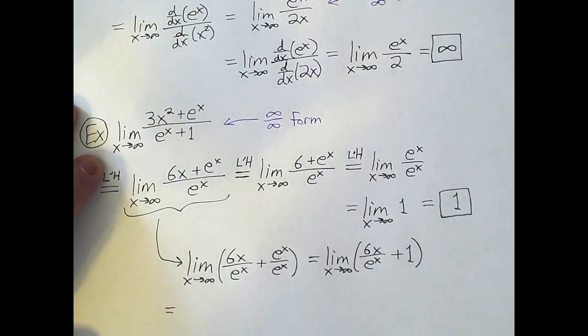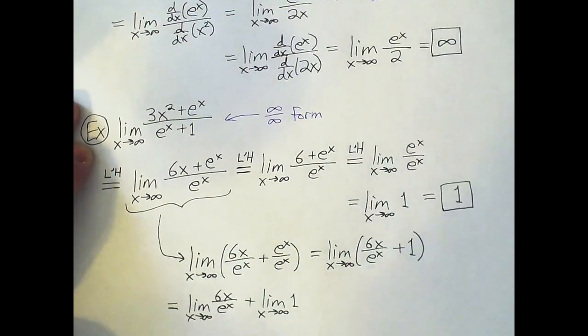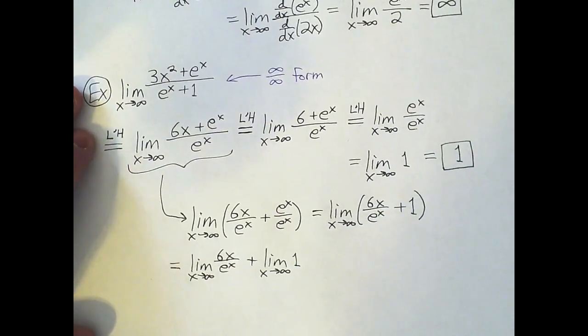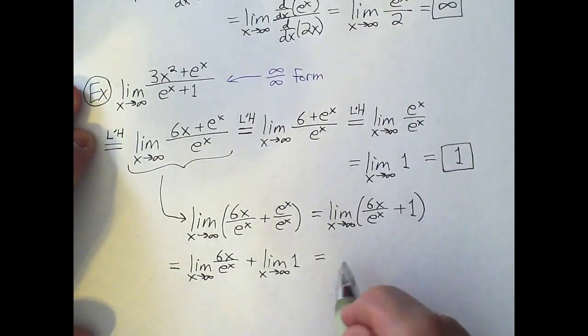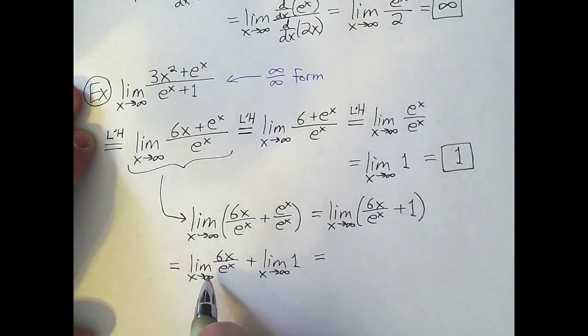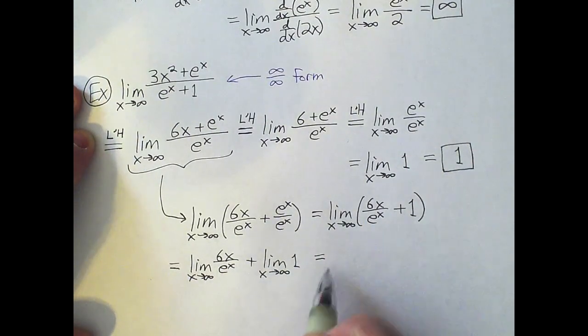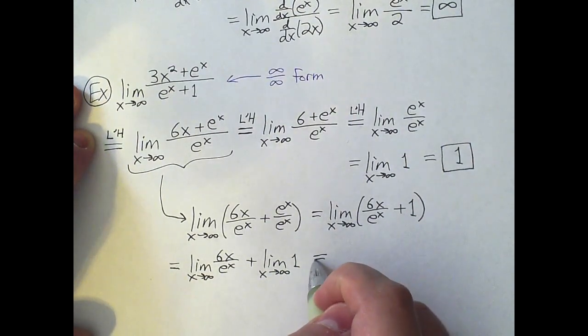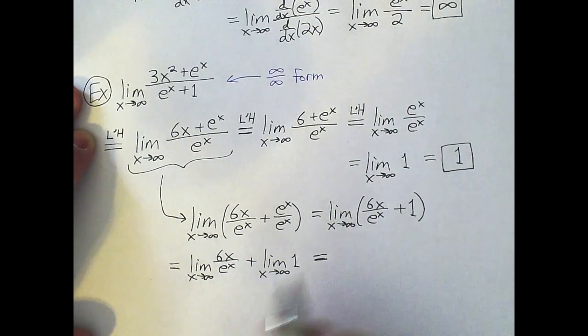And then what did I do? I guess then I said, this is the limit of 6x over e to the x as x goes to infinity, plus the limit as x goes to infinity of 1. Like, you can split up limits, right? Limit of the first piece plus the limit of the second piece. Then I applied L'Hopital's rule to the first term. I don't know, should I put the apostrophe LH here? Yeah, I guess I should. We're applying L'Hopital's rule just to this first piece.